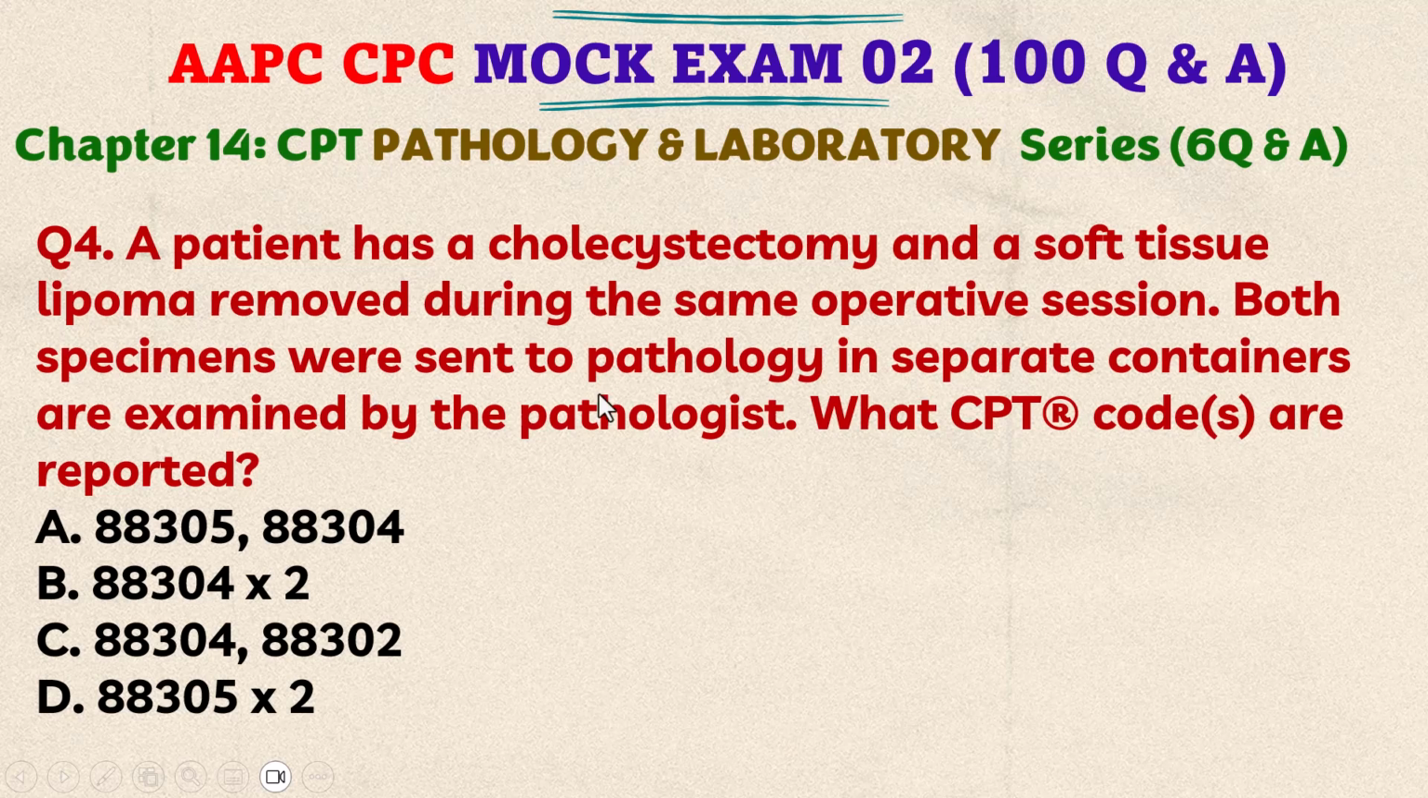Question number 4. A patient has a cholecystectomy and a soft tissue lipoma removed during the same operative session. Both specimens were sent to pathology in separate containers and are examined by the pathologist. What CPT codes are reported? So there are 4 answers available. Take your CPT code book and find the answer. So here you have to highlight this is cholecystectomy and soft tissue lipoma removed, sent to pathology in separate containers, examined by the pathologist. When you look at the answers, all answers are adjacent codes, so you can use the elimination method to find the answer.